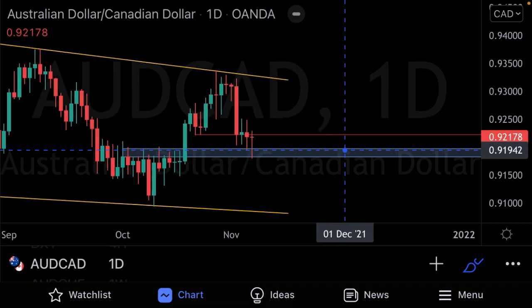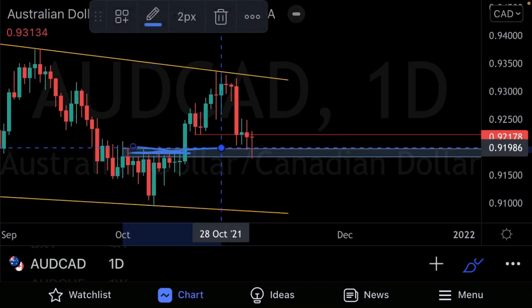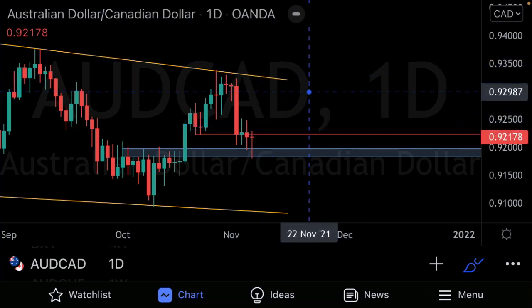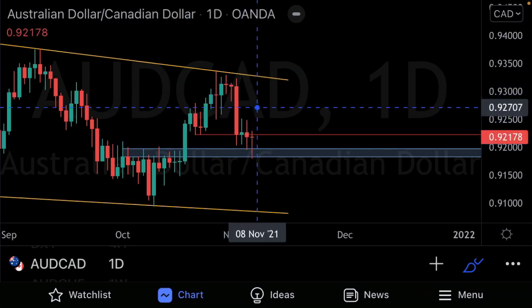So what we can see about the nature of the daily here is that we are at this area of previous resistance that can function as support, and what we are seeing is prices reacting from this region. We are seeing some nice bullish pin bars in this area over here. Now one thing about price action is that we've seen price approaching this area fairly impulsively.